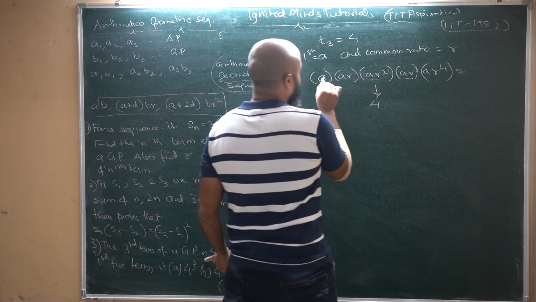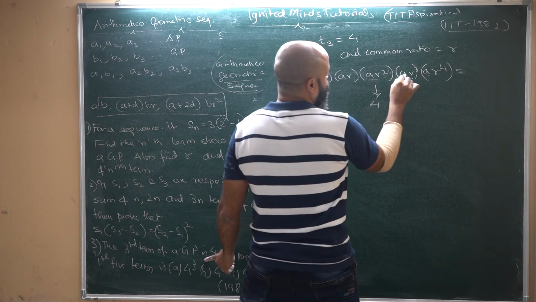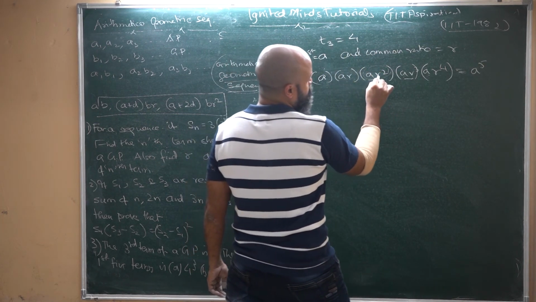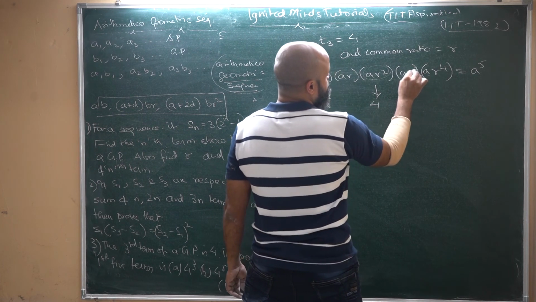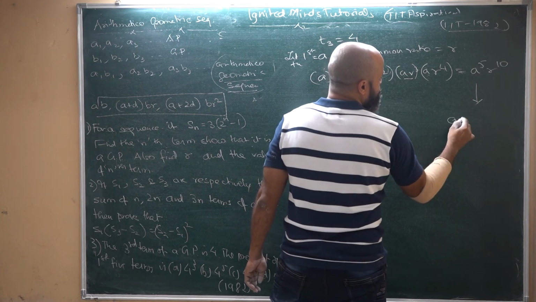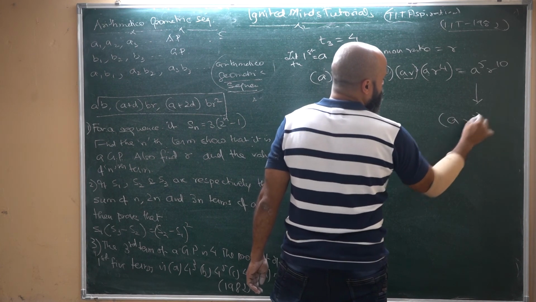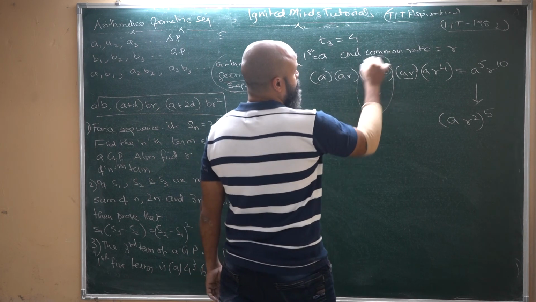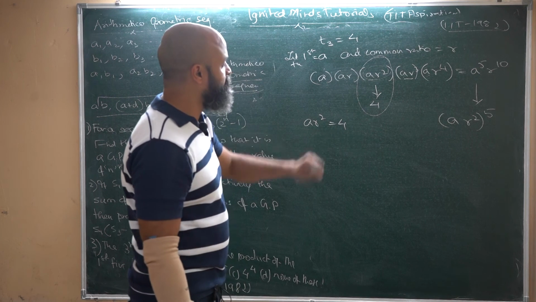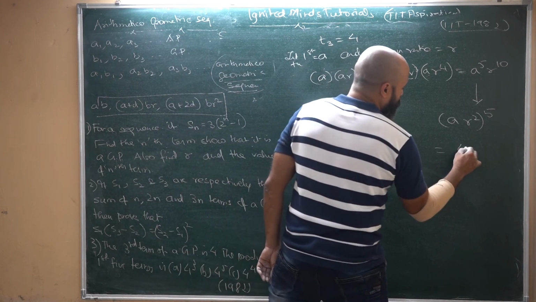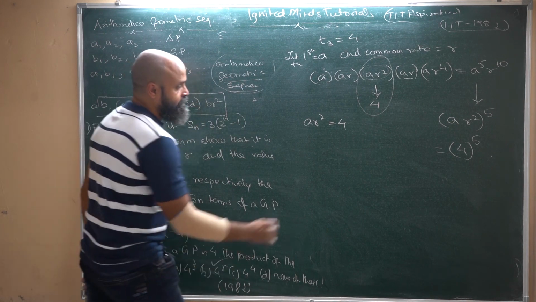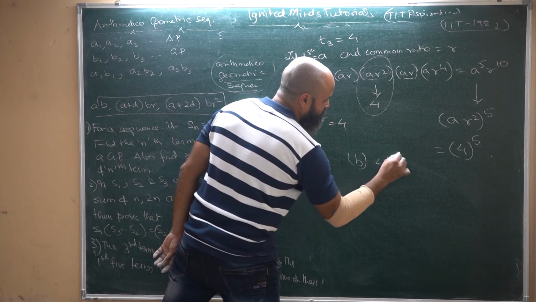So this is going to be A to the power of 5, and this will be R into R^2 into R^3 into R^4, 1 plus 2 plus 3 plus 4 is 10. So this is R^10. So we can write this as (AR^2) to the power of 5. And we know AR^2 has a value of 4, since it has been given to us that the third term of the GP is 4. So this will be 4 to the power of 5, and hence the correct option here is going to be B, which is 4 to the power of 5.